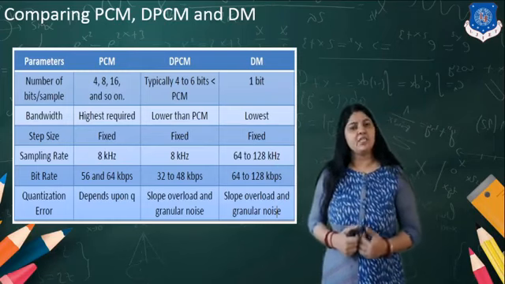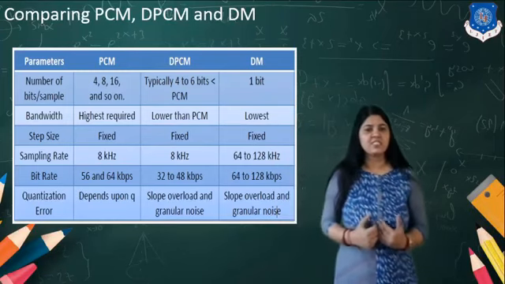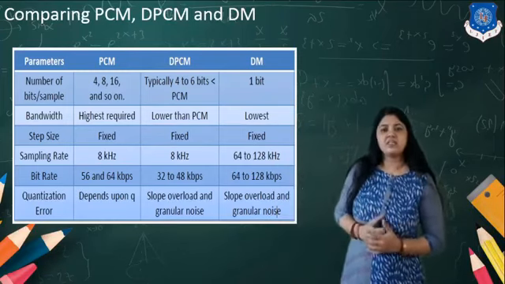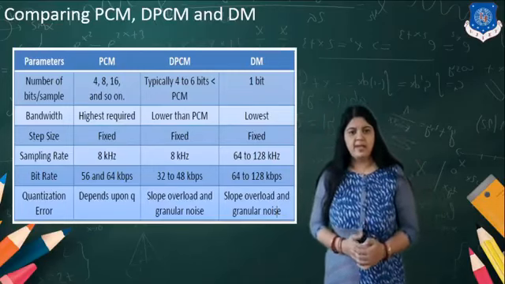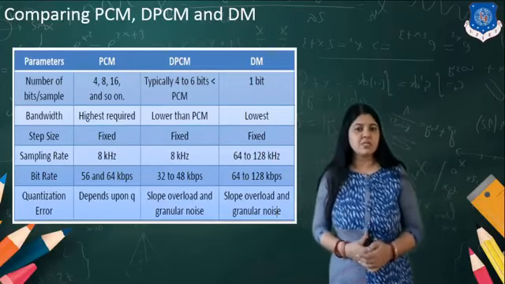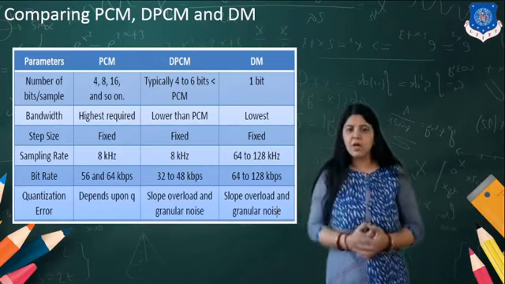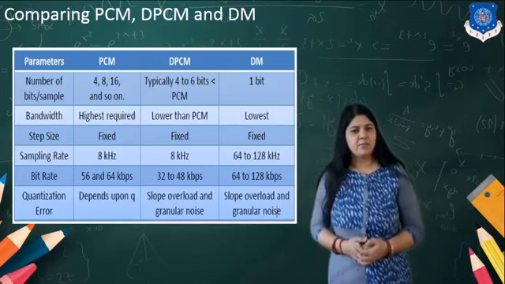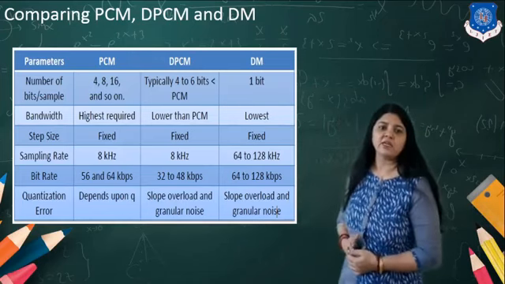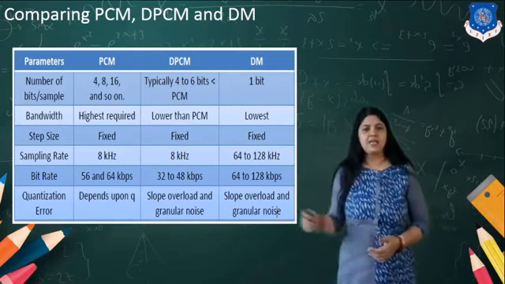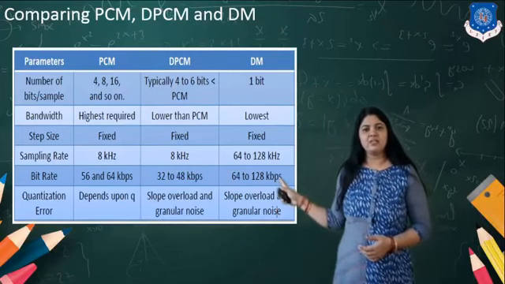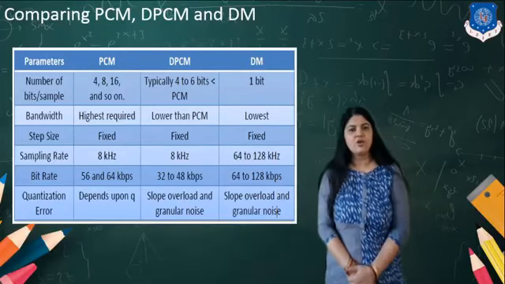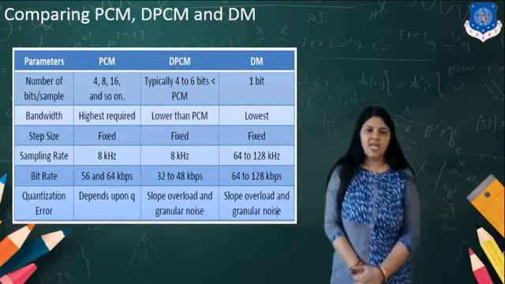The bit rate in PCM is fixed at 56 kbps or 64 kbps, which means 64,000 bits are transmitted per second. In DPCM it is 32 to 48 kbps, and the highest is in DM, at 64 to 128 kbps.